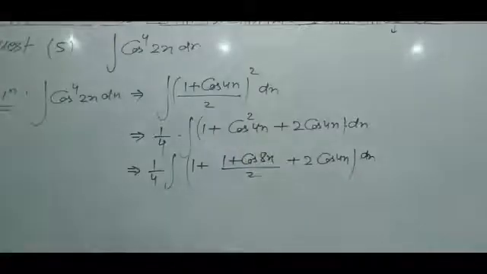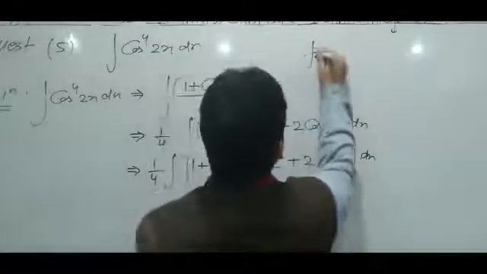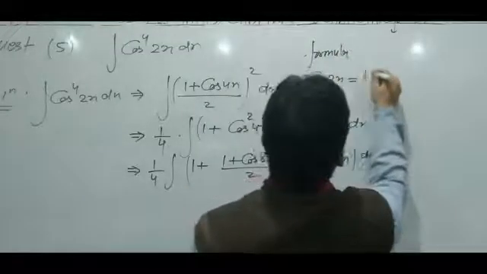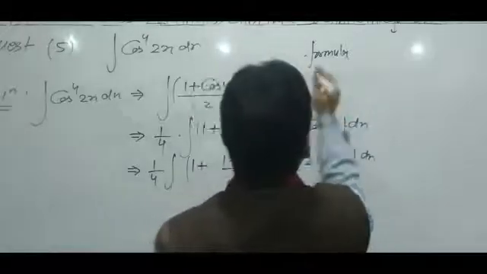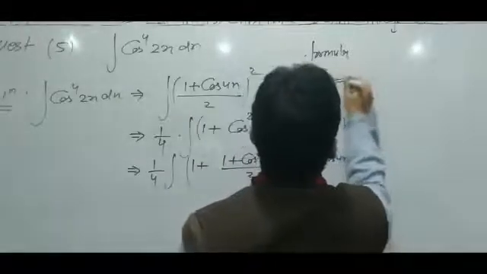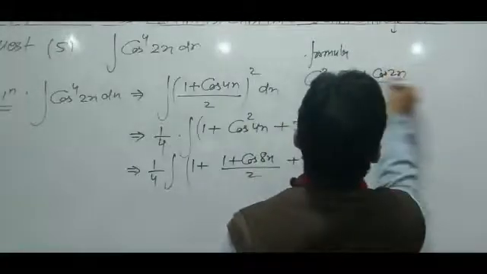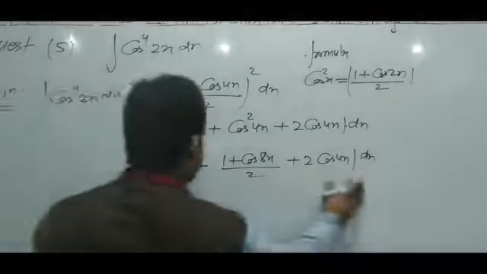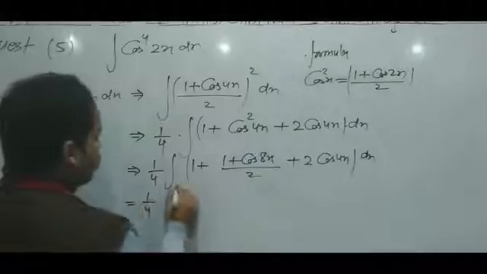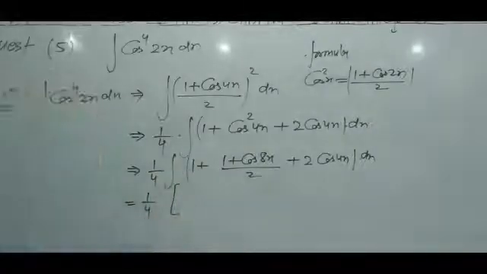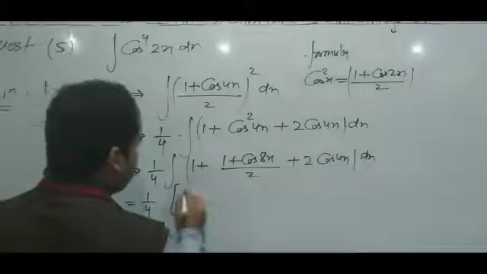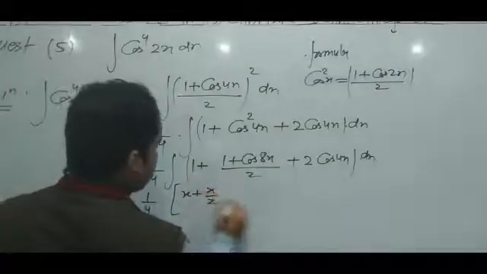Because you know the formula cos 2x is equal to 2 cos square x minus 1, or cos square x we can write as 1 plus cos 2x by 2. Now we have to integrate. So 1 by 4, directly I am writing the integration. What will you get as the result? Integral of 1 dx is x, and the 1 by 2 gives x by 2. So x plus x by 2, it's integration.